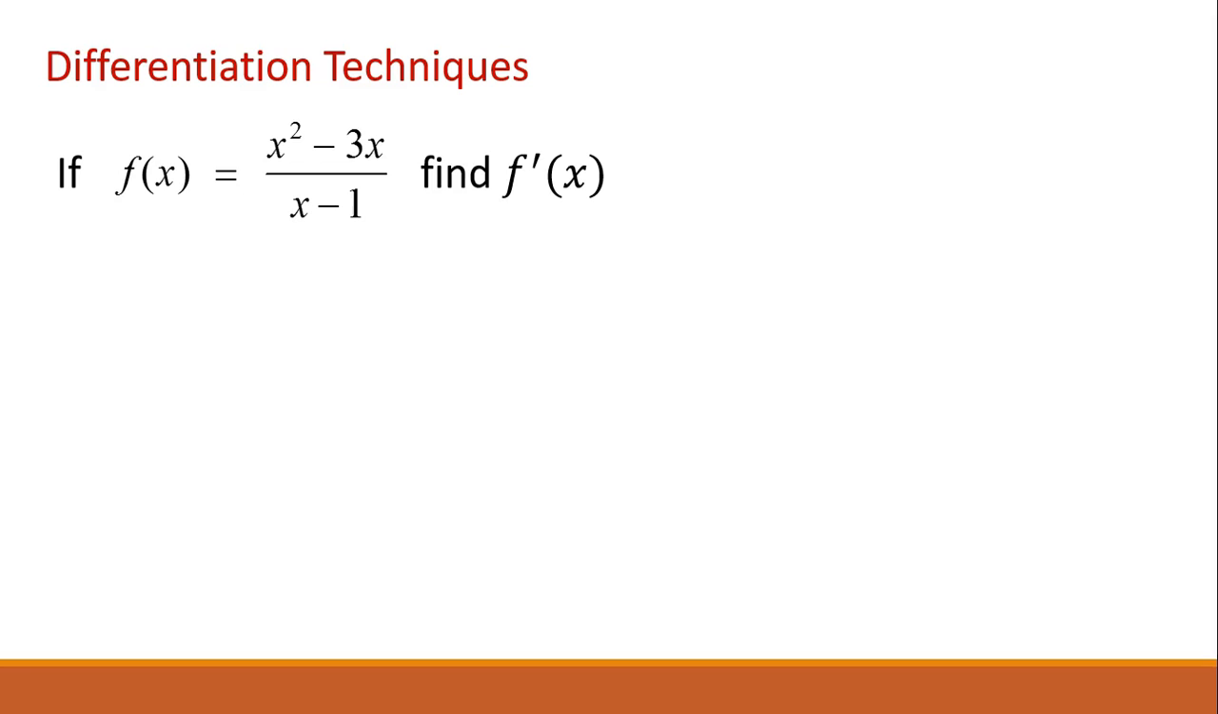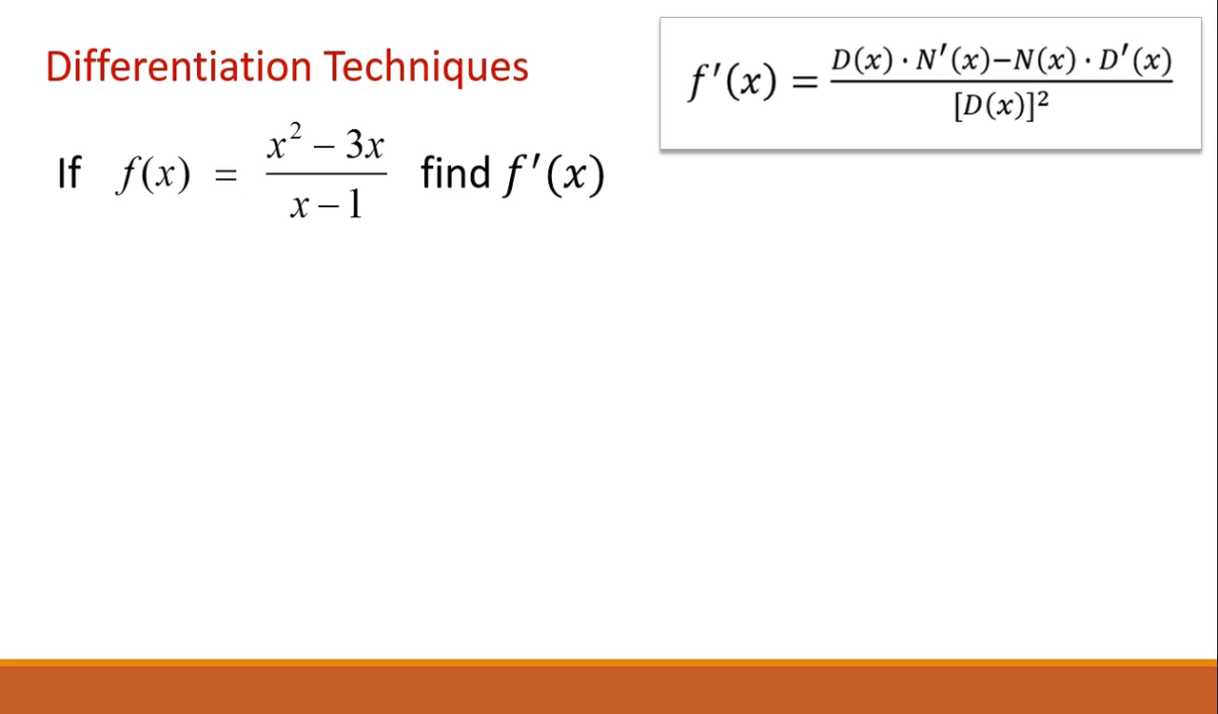Now let's see how that works on this. f of x is this fraction, this quotient, and we want to find the derivative of it. So, according to the quotient rule, we're going to have to identify what our denominator and what our numerator are. The x squared minus 3x is our numerator, so that is what is called n of x in our quotient rule formula. And the x minus 1 is our denominator, so that is d of x.